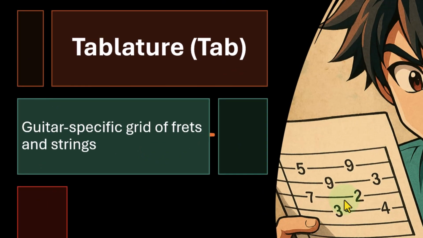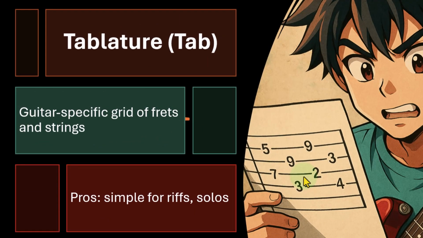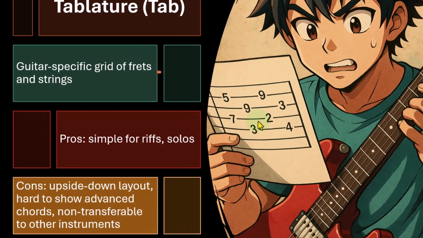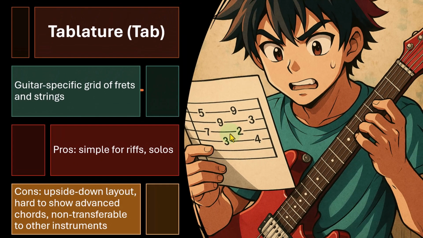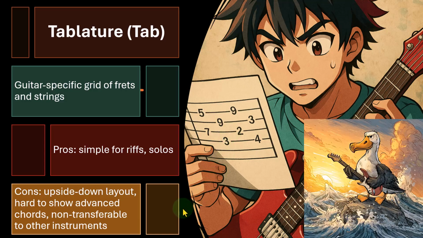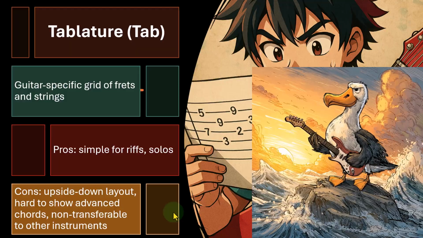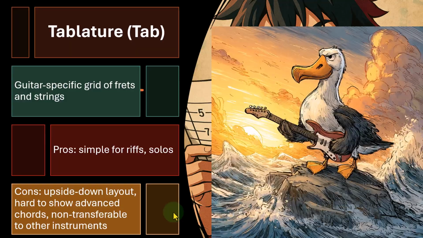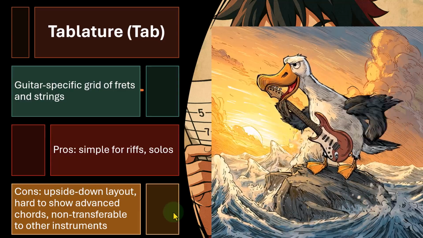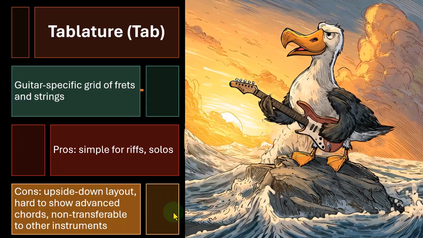So obviously the tab is going to be specific for guitar. Guitar-specific grid of frets and strings. The pros, it's simple for riffs and solos. The cons, upside-down layout, hard to show advanced chords, non-transferable to other instruments. So in other words, even the tablature, I think they kind of tried to copy the sheet music because they wanted it to go from low to high pitch, even though the easiest way to look at the music, you would think, would be as though you're looking into a mirror having the low or heavy E string on top.